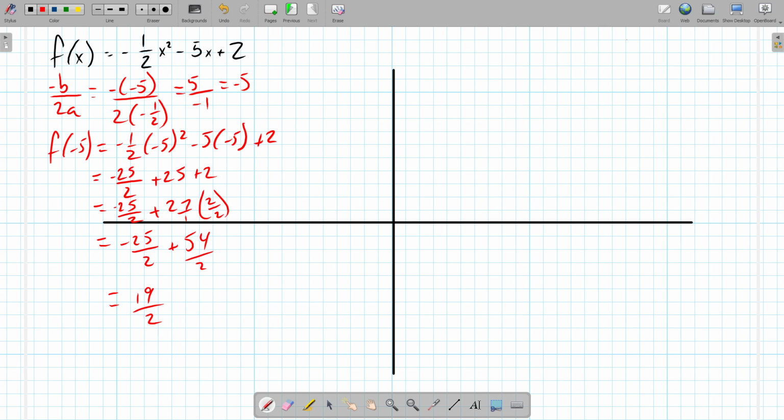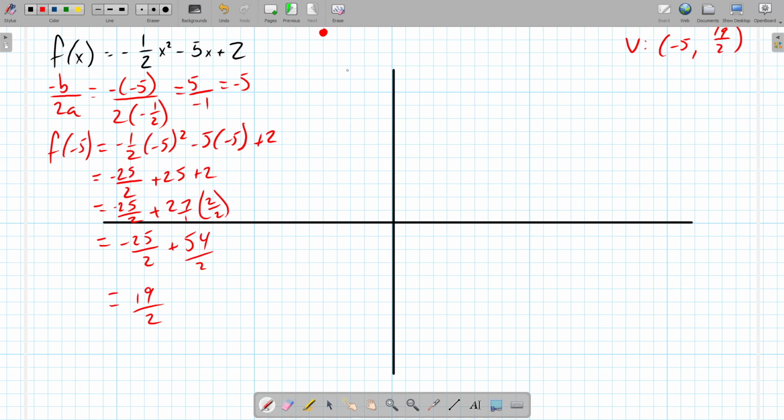So our vertex is at negative 5, 19 halves. So negative 5, 1, 2, 3, 4, 5, and 19 halves, which we know is 14.5. So 1, 2, 3, 4, 5, 6, 7, 8, 9, 10, 11, 12, 13, 14, all the way up here. That's our vertex.